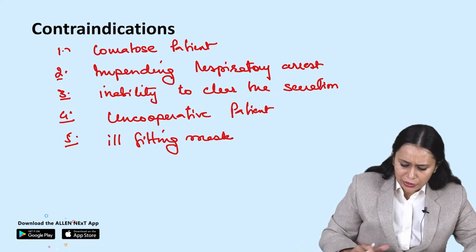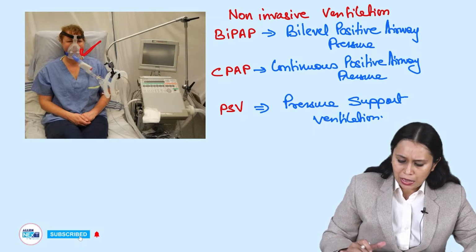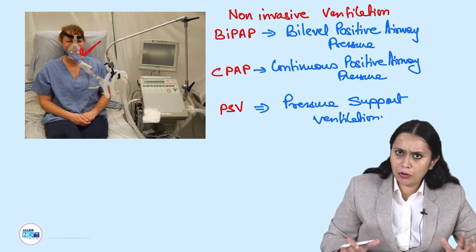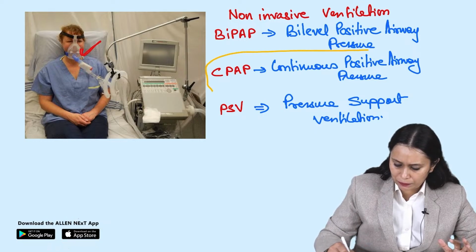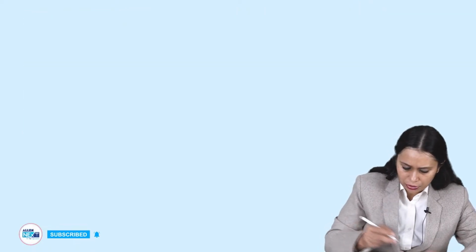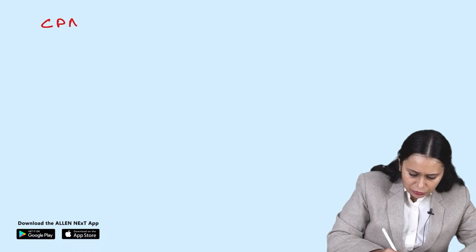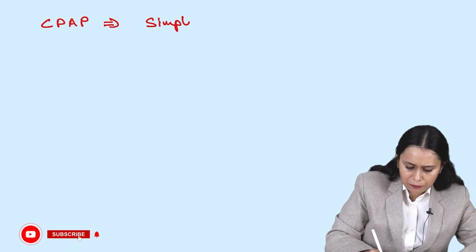Okay, so I talked about these three modes: BiPAP, CPAP and PSV. Let us first talk about CPAP. Let us start with CPAP and then I will go on to BiPAP. These are the two modes which I will discuss. BiPAP has been asked in this question. But before going into BiPAP, let me talk about what CPAP is. As I told you, CPAP is continuous positive airway pressure. It is the simplest mode of NIV.